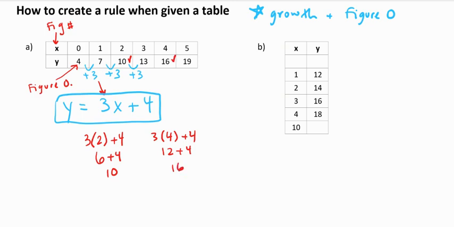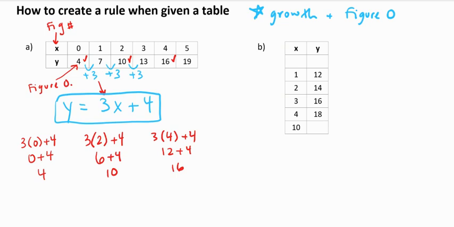So you want to make sure you check a few points and not just one. Let me check one more point. Let me check figure 0. So if I plug in 0 for x, 3 times 0 is 0, 0 plus 4 is 4, so check. Okay, so it seems like my equation does work. So again, the growth is the number in front of the x, and then the number added at the end is how many tiles are in figure 0.